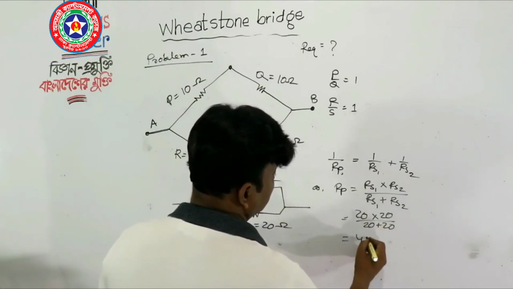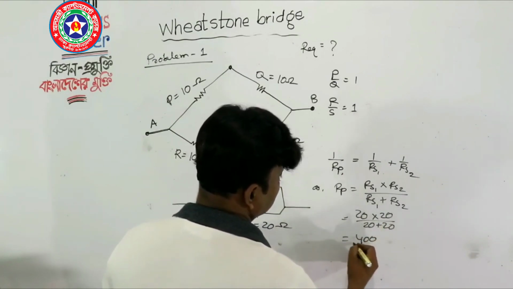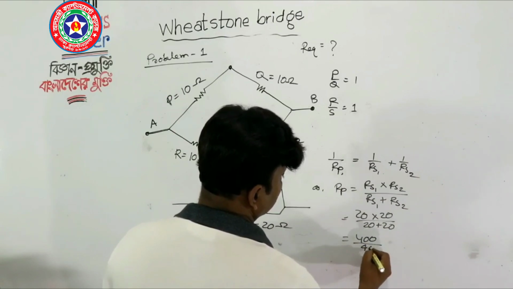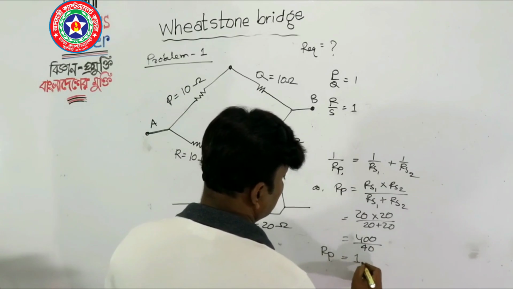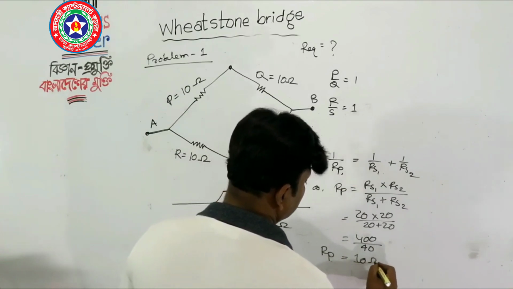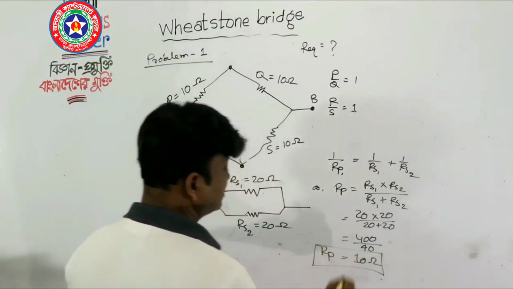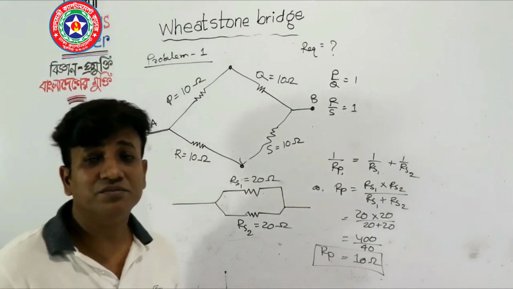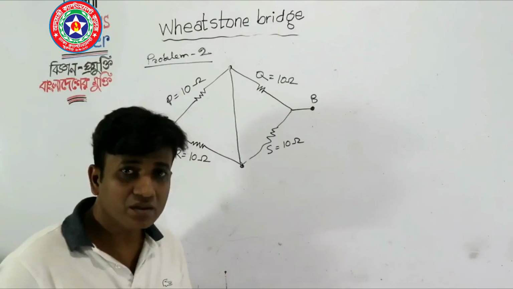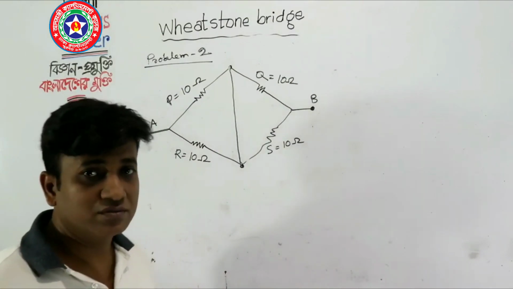So we get 400 divided by 40. So finally we get the equivalent resistance is 10 ohms. Okay, the equivalent resistance is 10 ohms. So hope you got it. And now the problem 2.